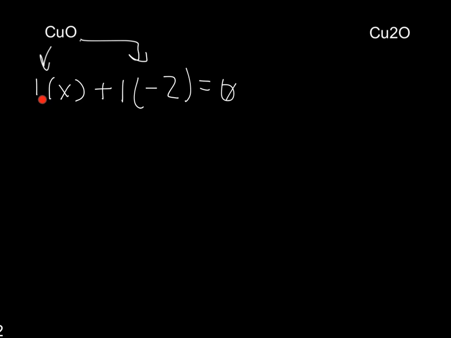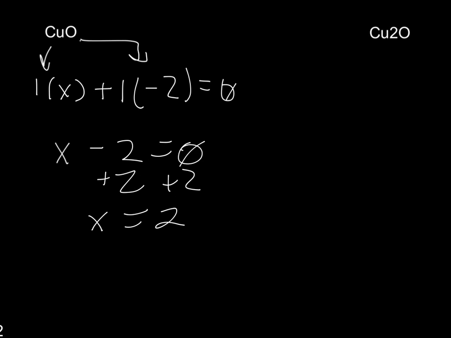So what we want to do is let's just do some simple algebra. 1 times x will give us x. And then if I take this math over here, 1 times -2 will just give me -2. Has to equal 0. If I add the 2 over to the other side, this gives me x equals 2. That is very, very important. Because what that tells me, that x is the magnitude of the charge. That means that this 2 is the charge on copper.